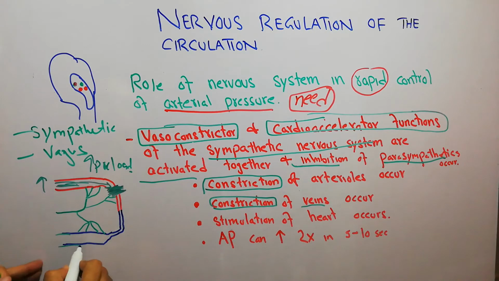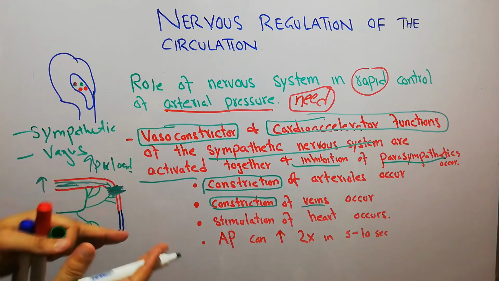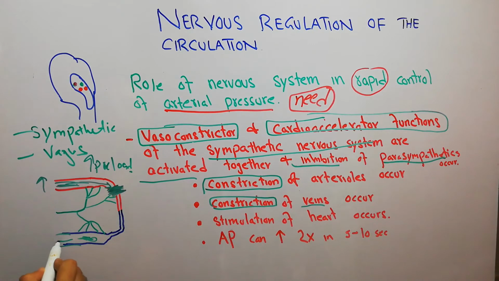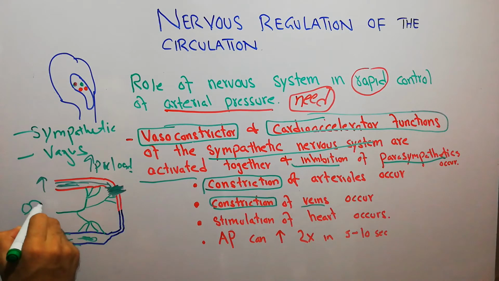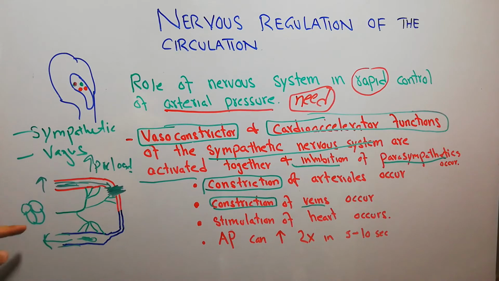These large veins get constricted. When they get constricted, they get squeezed. The blood over here goes directly towards the heart. When it goes towards the heart, the heart receives more blood.